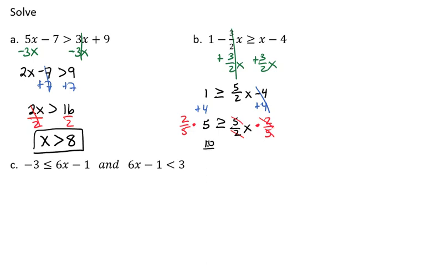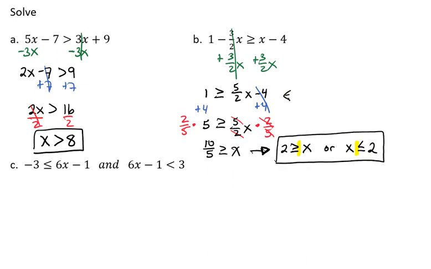Then we'll multiply by the reciprocal, which is going to give us 10 over 5 is greater than or equal to x, which reduces to 2 is greater than or equal to x, which we can rewrite as x is less than or equal to 2, which is fine because as long as the small end is closest to my x, either way it works.